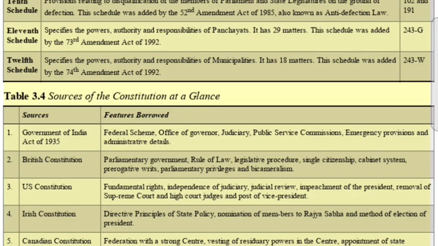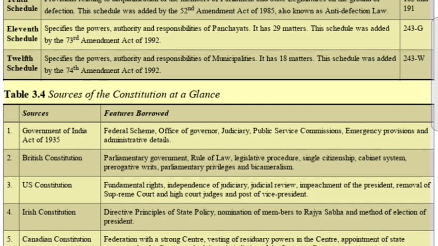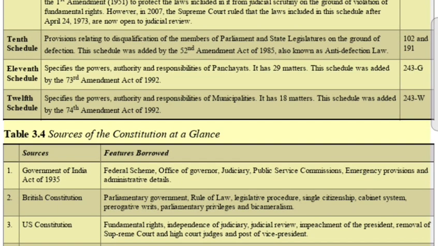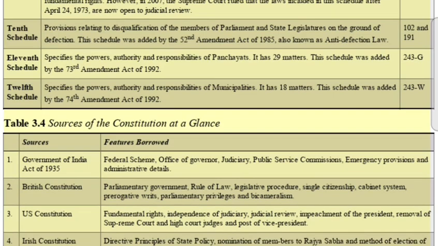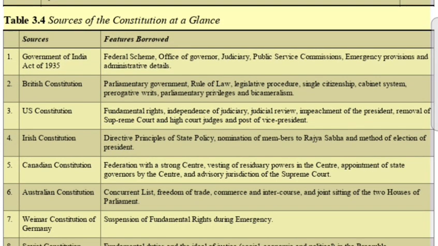Table 3.4 Sources of the Constitution at a glance. Sources and features borrowed. 1. Government of India Act of 1935: Federal Scheme, Office of Governor, Judiciary, Public Service Commissions, Emergency Provisions and Administrative Details. 2. British Constitution: Parliamentary Government, Rule of Law, Legislative Procedure, Single Citizenship, Cabinet System, Prerogative Writs, Parliamentary Privileges and Bicameralism.